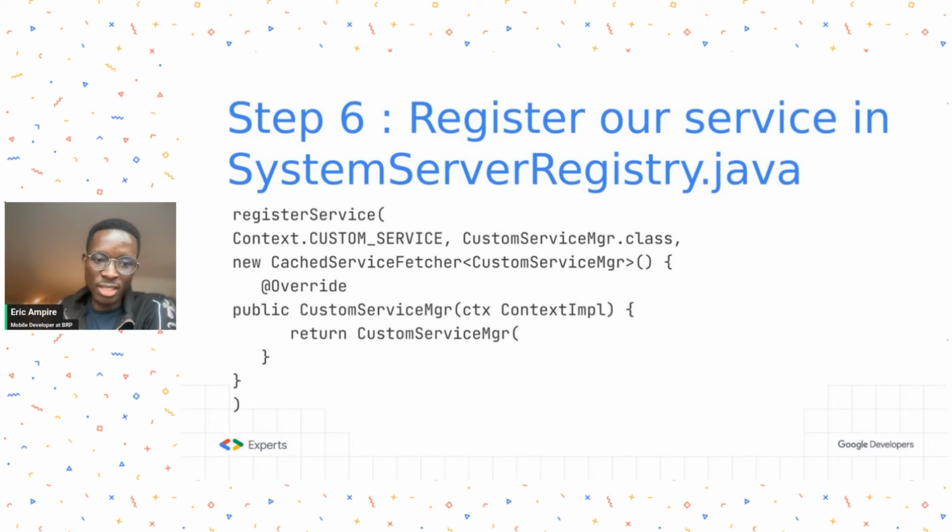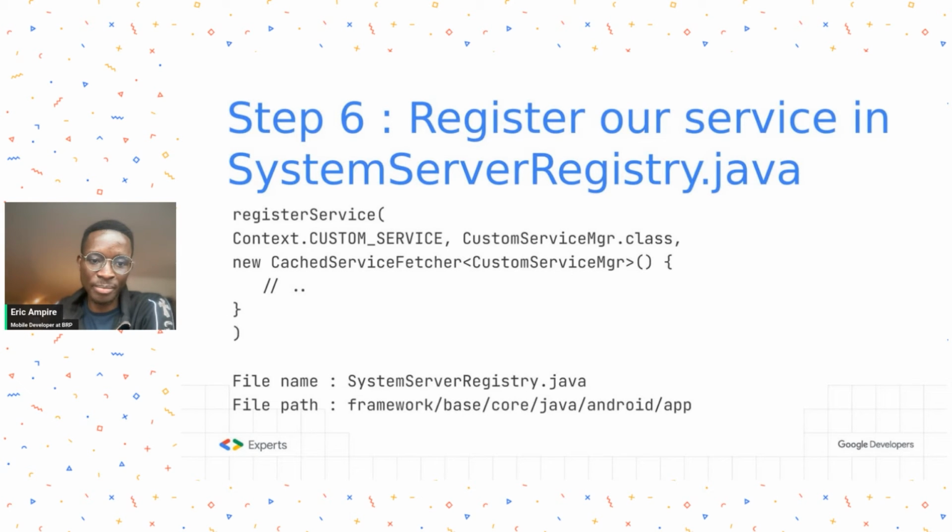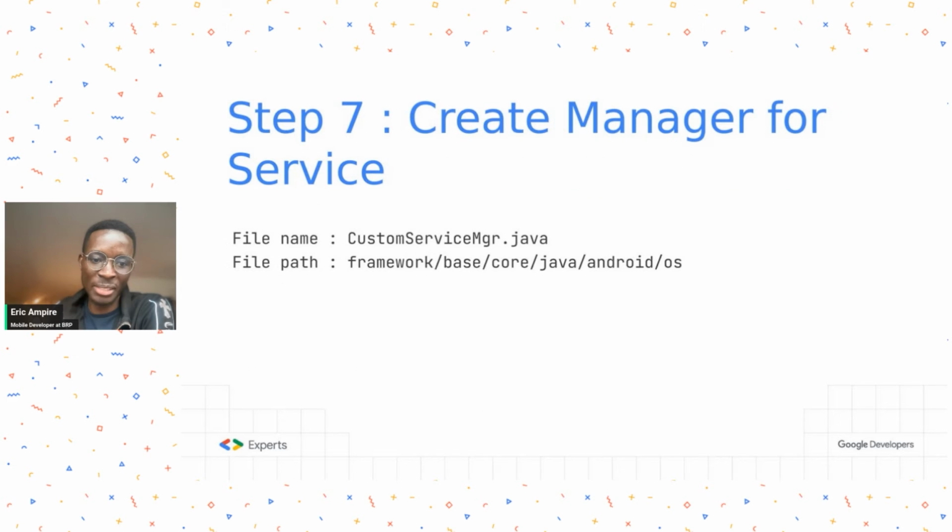And we just need to use this kind of structure. It's an existing method that you can call by providing, let's say, the name of the context and the instance of the manager, and inside this method you can just create the object that represents the manager that will be linked to that particular service. And you have just to make sure that the file that we have just modified can be found in the framework/base/core/java/android/app path. So just make sure to put this file into the right path in order to make things work perfectly.